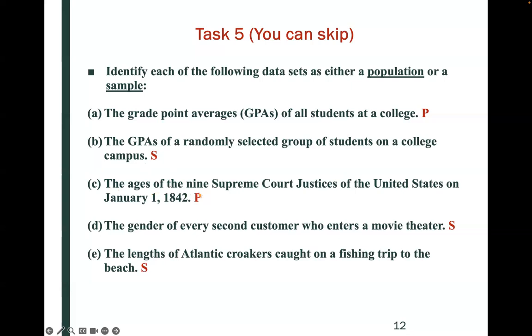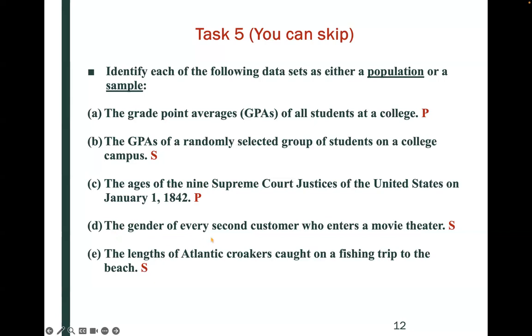The ages of the 9 Supreme Court justices of the United States on January 1, 1842. Even though we don't have our keyword in there, all or entire, there are only 9 Supreme Court justices. So even though there's not all, you could place it and it would still be correct: the ages of all 9 Supreme Court justices of the United States, because there's a total of 9. So that would be a population.